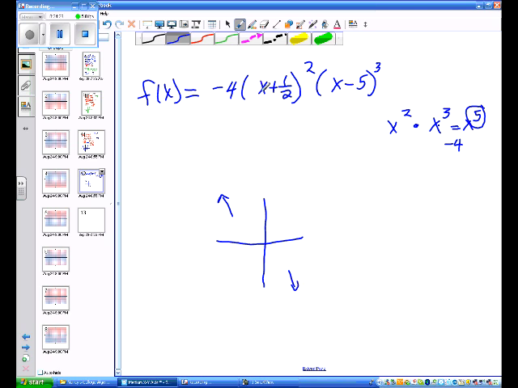Now we need our solutions. So we're going to set our polynomial equal to 0. And we know that negative 4 doesn't equal 0, so we don't have to deal with it. But x plus 1/2 could equal 0, or x minus 5 equals 0. So here we would subtract 1/2, so we get x equals negative 1/2. Now, we would get that answer 2 times because this is x plus 1/2 times x plus 1/2. So this had a multiplicity of 2, which means we're going to bounce here.